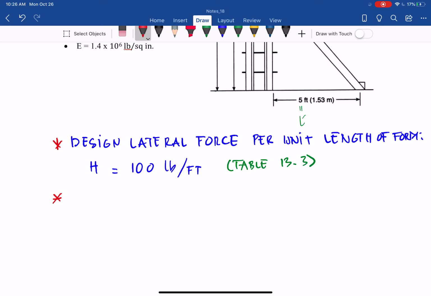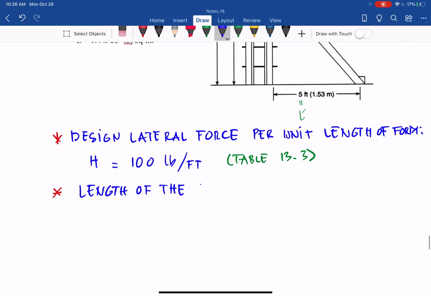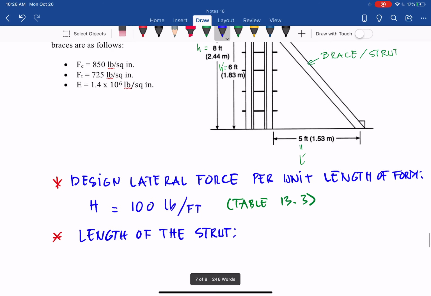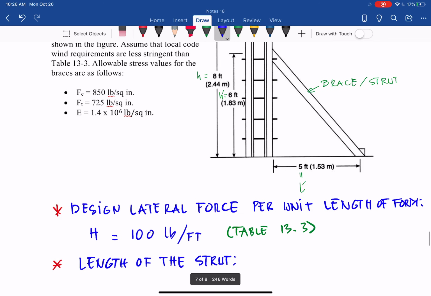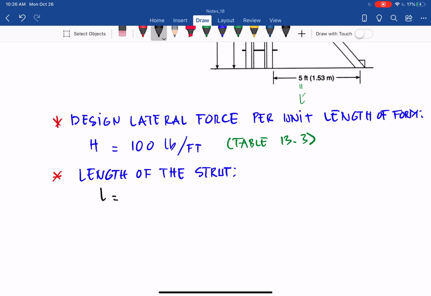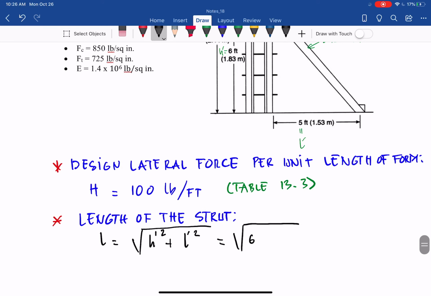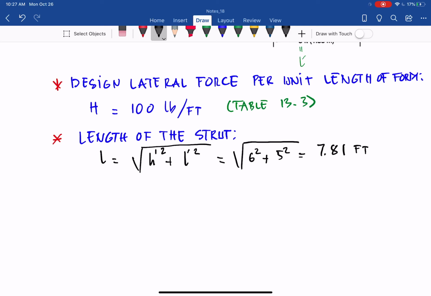And then we can determine the length of the strut. For the length of the strut, we know the vertical length H apostrophe and the horizontal distance L apostrophe. So L equals the square root of H apostrophe squared plus L apostrophe squared, which is the square root of 6 squared plus 5 squared, and that equals 7.81 feet.